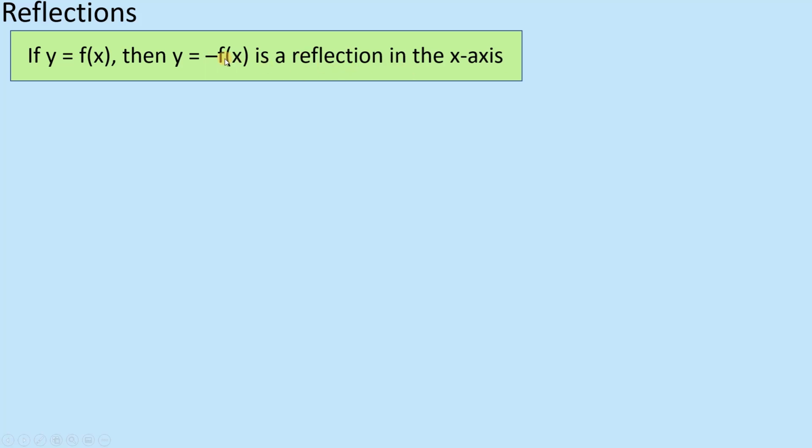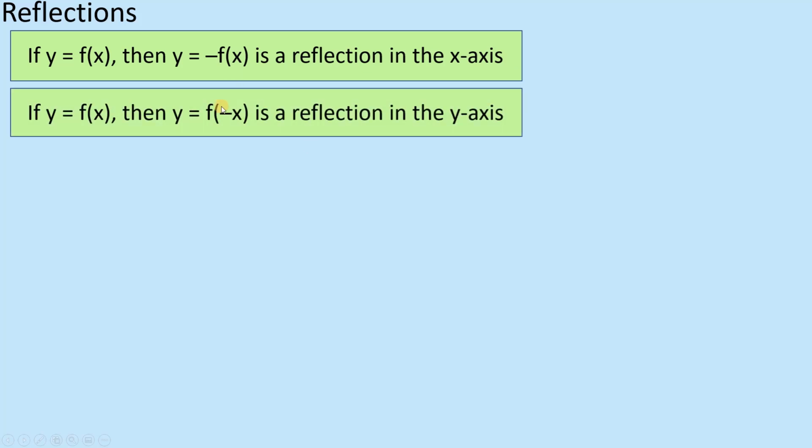And the way I look at it, a reflection in the x-axis, it goes up and down, doesn't it? So you think about reflection in the x-axis, you take a graph, it's just literally going to go up and down. So from my perspective, it's kind of an up or down idea. So minus f(x) is described as a reflection in the x-axis, but it goes up and down.